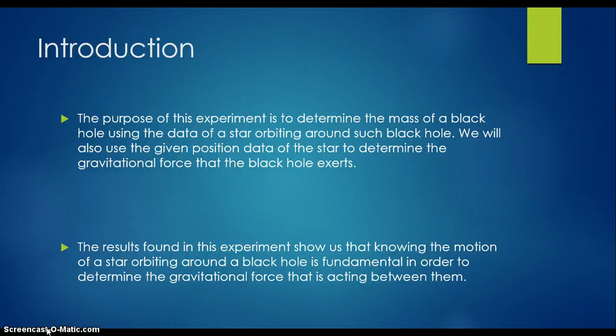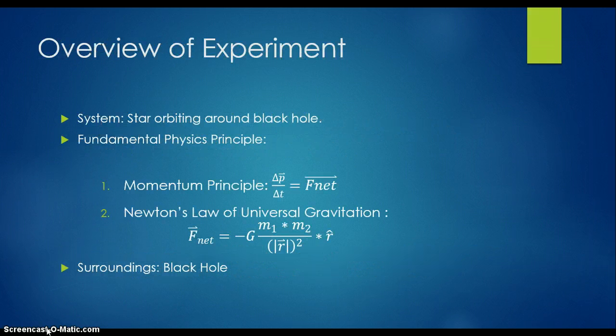This result was observed by writing the initial data in the code. By this, we are doing the reverse process of the calculation of the predicted motion of the star around the black hole. The overview of the experiment system is the star orbiting around the black hole.